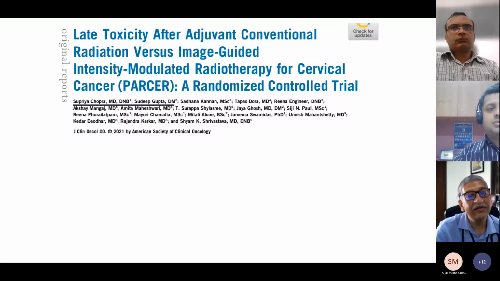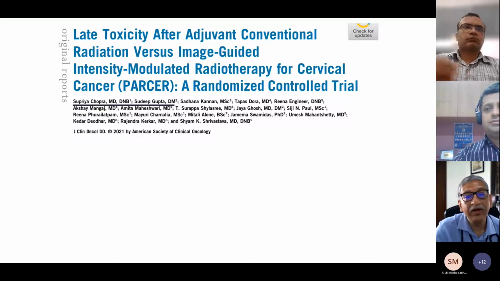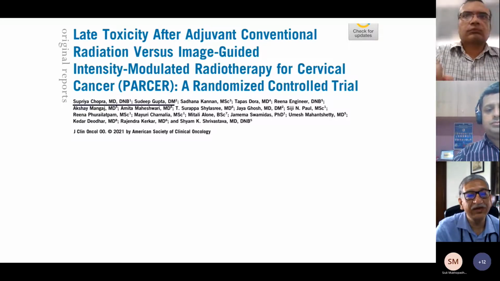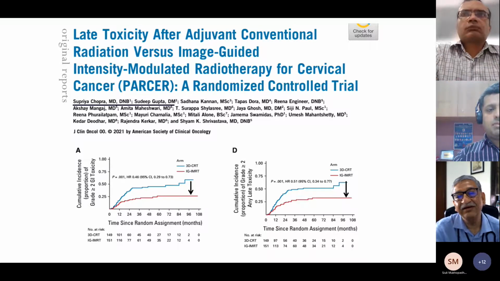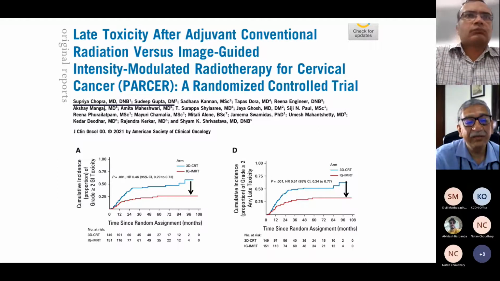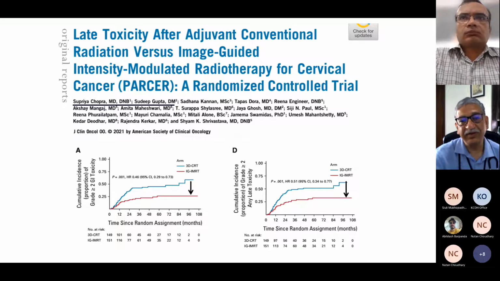And the idea that we tested was whether this resulted in a lower incidence of toxicity to the surrounding organs, mainly the GI tract. And actually, this was presented only a couple of years ago and then published last year in JCO. And we showed that intensity modulated radiotherapy did result in a reduction in GI toxicity compared with conventional radiotherapy.